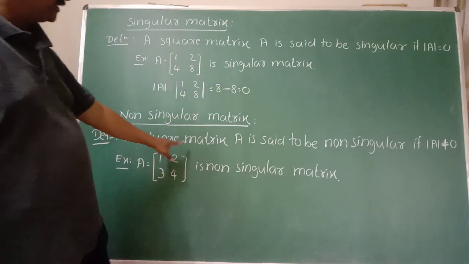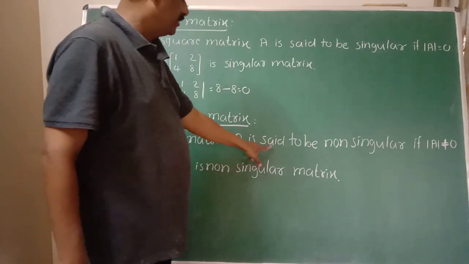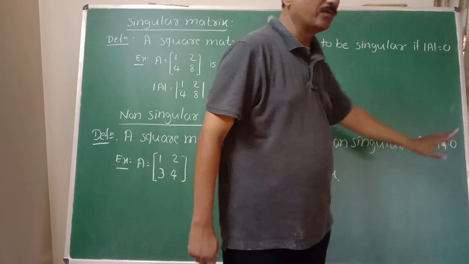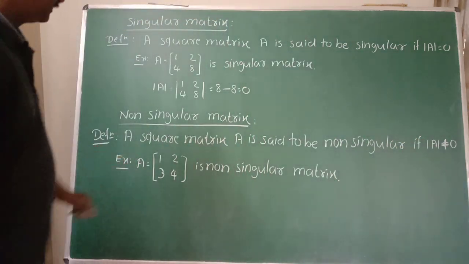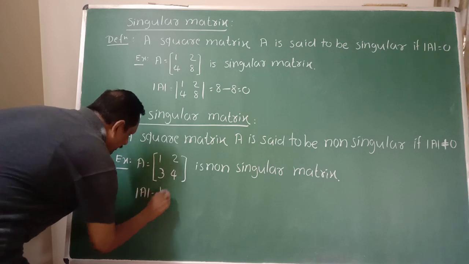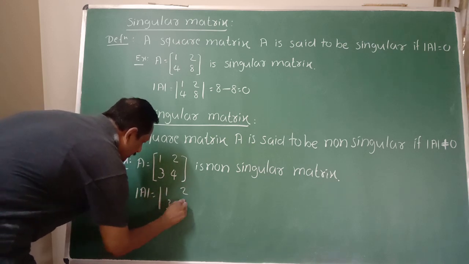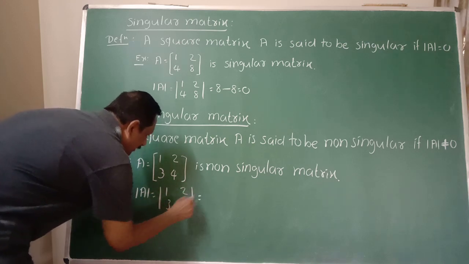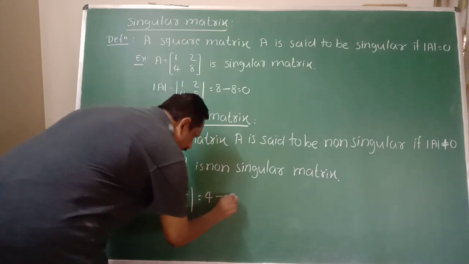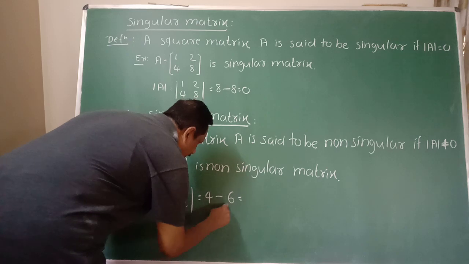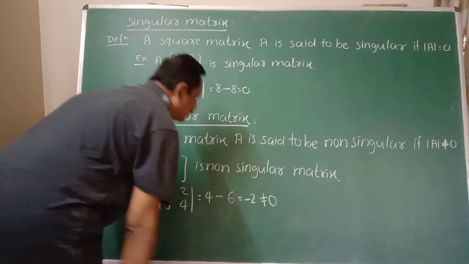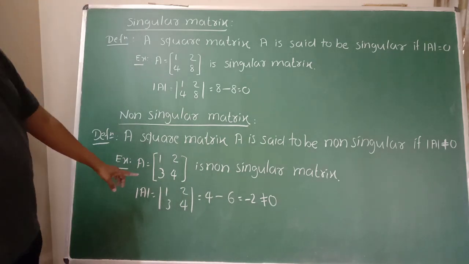A square matrix A is said to be non-singular if the determinant of A is not equal to 0. For example, determinant of 1, 2, 3, 4: 4 ones are 4, and 3 twos are 6. 4 minus 6 is minus 2. So this is not equal to 0. Hence it is a non-singular matrix.